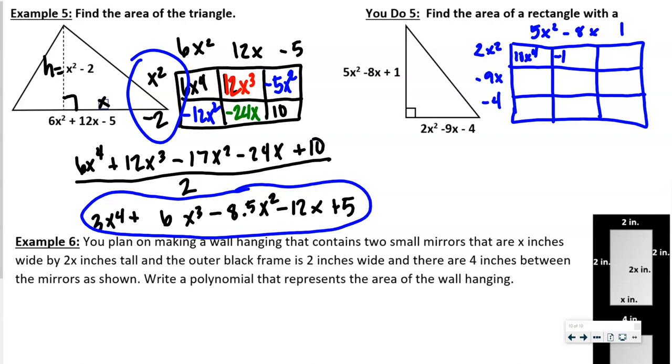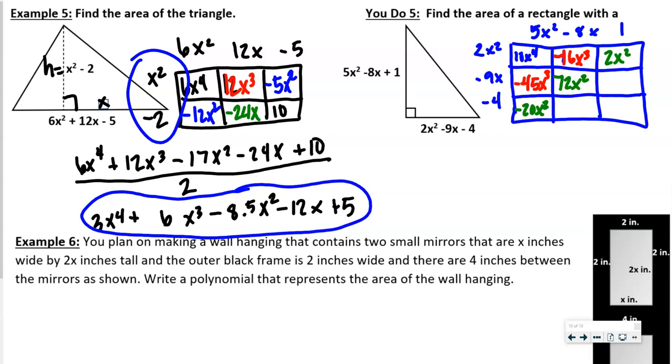Let's do that in a different color. Negative 16x to the third. And if we do the 5x squared and the negative 9x, that's negative 45x to the third. Y'all see what I'm doing? Okay. So now we're going to do 1 times 2x squared. So that's going to be 2x squared. Negative 8x times negative 9x would be positive 72x squared. And then 5x squared times negative 4 would be negative 20x squared.